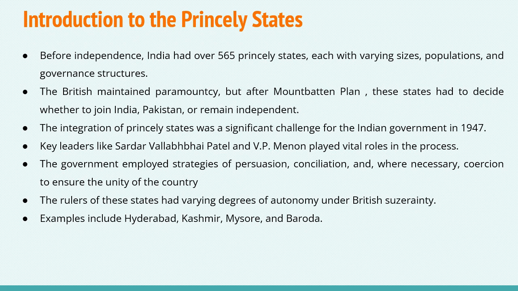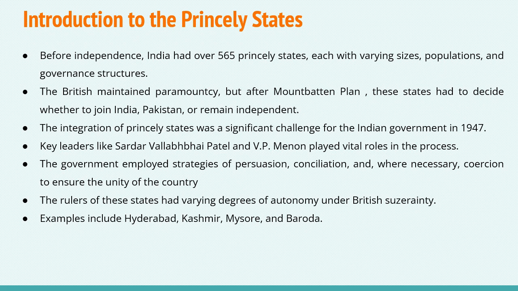So, what are the princely states? Before independence, India had nearly 565 princely states. Each had different sizes, different population, and different governing structure. The British ruled India for nearly 200 years, and Britain had a very practical idea of extracting India as a colony. So the princely states and the British paramount regions are divided based on the convenience of British administration.